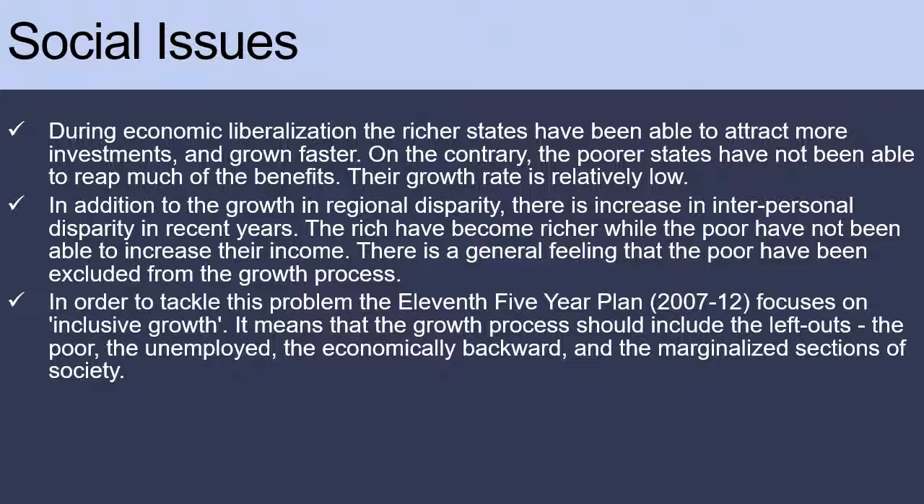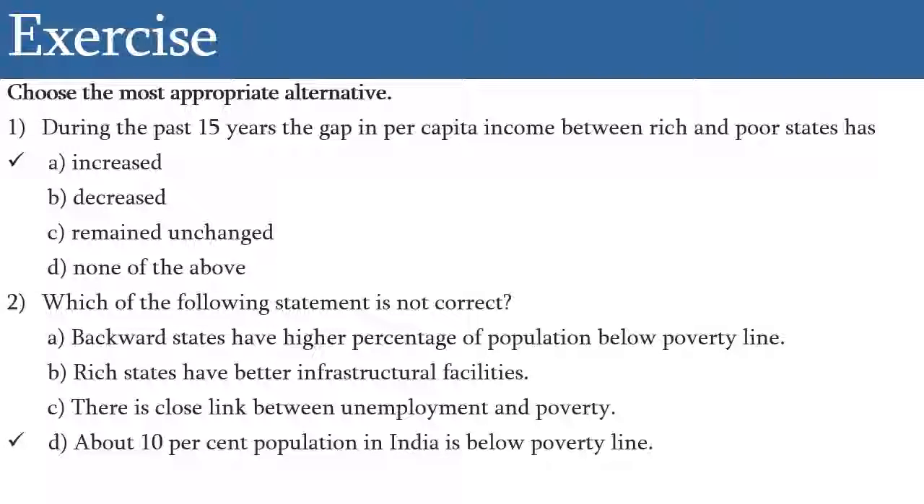In addition to the growth in regional disparity, there is an increase in interpersonal disparity in recent years. The rich have become richer while the poor have not been able to increase their income. There is a general feeling that the poor have been excluded from the growth process. In order to tackle this problem, the 11th Five-Year Plan, 2007-12 focuses on inclusive growth. It means that the growth process should include the left-outs, the poor, the unemployed, the economically backward, and the marginalized sections of society. Here are a few exercises.